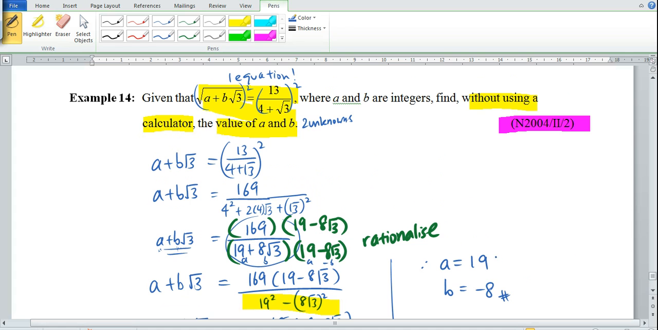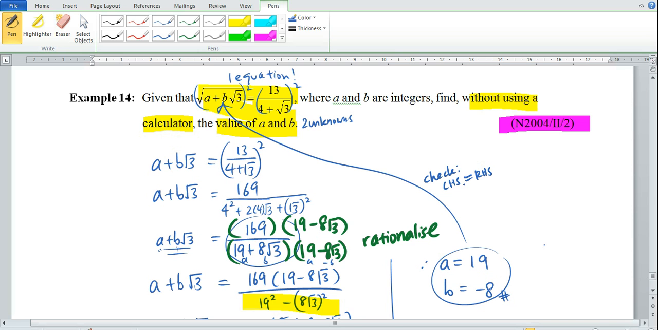You have already learned how to check your answer. Basically I can always replace a and b with 19 and 8 back into the question, do a square root and make sure that it is the same on the left hand side and the right hand side. So that's it for indices and surds.